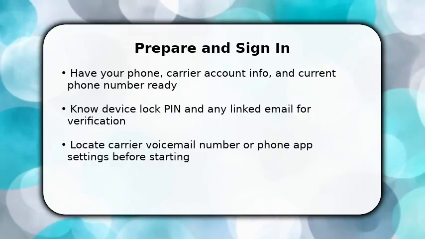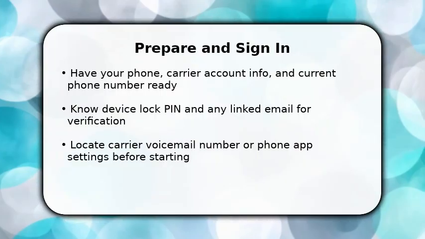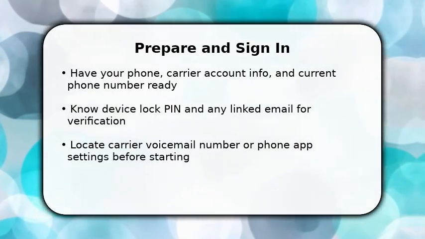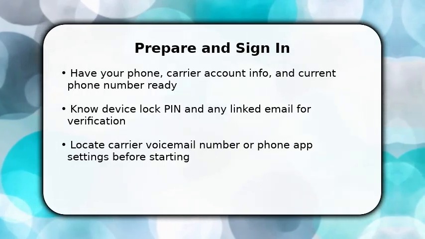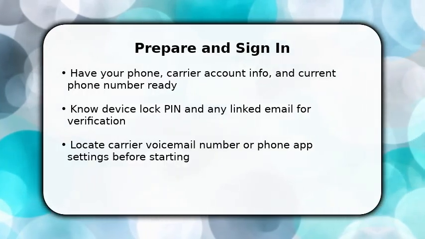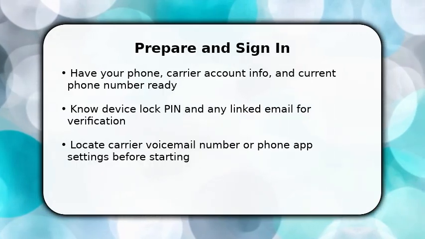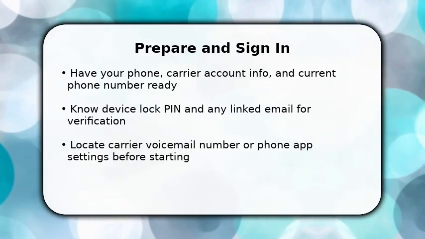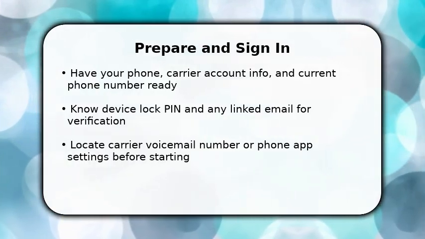You start by confirming you can sign into the carrier account or phone app. This is required to reset the code. Once signed in, navigate to the voicemail or security section and choose password or PIN management. Make sure your device is online and you can receive texts. Carriers often send a verification code.